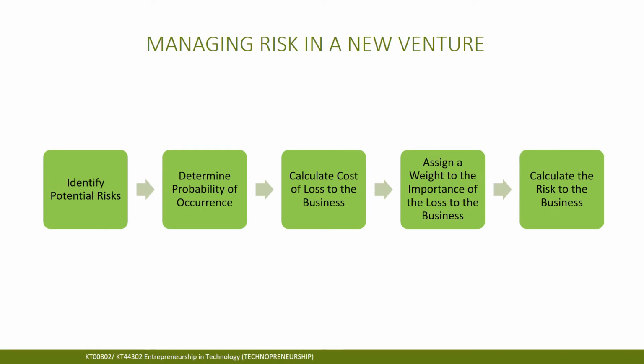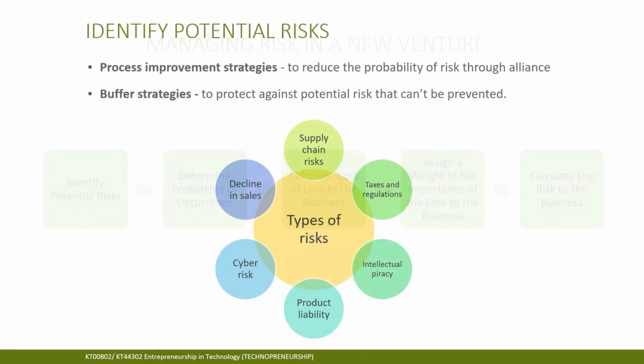The steps of risk management in a new venture are: identify potential risks, determine probability of occurrence, calculate cost of loss to the business, assign a weight to the importance of the loss to the business, and then calculate the risk to the business. Risk is a fact of business life, and your company's exposure to risk increases as it grows. Understanding where the risk lies enables you to respond effectively through process improvement strategies and buffer strategies.